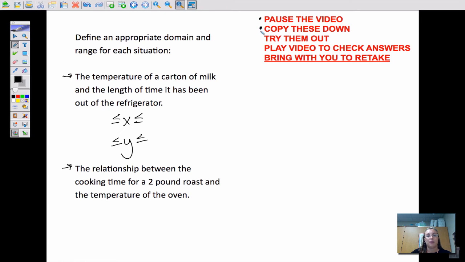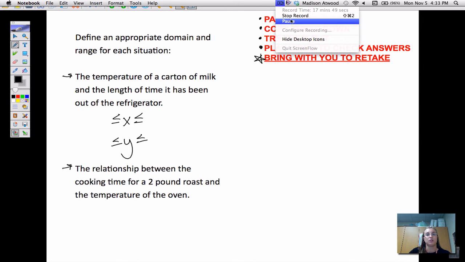copy the problems down, try them out, play the video when you're ready to check your answers, and then most importantly, bring them with you to when you do your retake. And also make sure that you ask any questions that you have before you take that test. We want you to do better on the test the second time, not take it and make the same mistakes over again. Okay? Let's go ahead and pause the video, and when you're ready, I will talk through what I came up with as solutions.